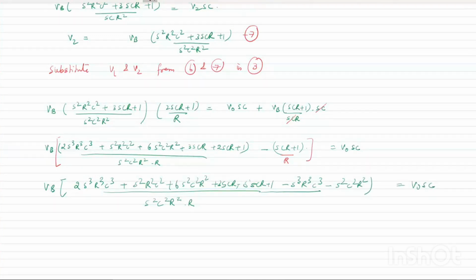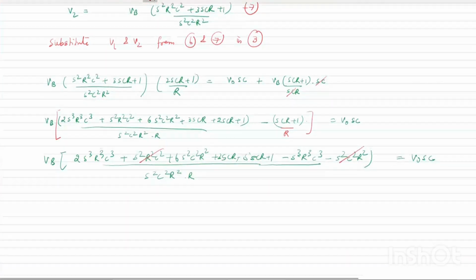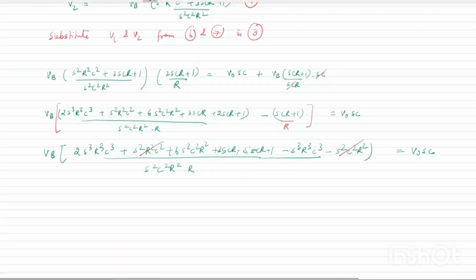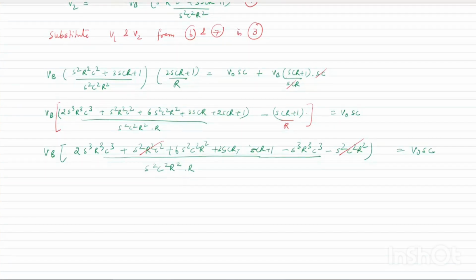and will be minus R cube C and S square C square R square, right? Now इसमें से क्या क्या कैंसिल हो रहा है? You see one this gets cancelled already. Yes, what else? What else? Tell me. क्या बच रहा है अभी? This is 2. Yeah, and this one will cancel. You have final as VB 2 minus 1 is S cube R cube C cube plus 6 S square C square R square plus 5 SCR plus 1.